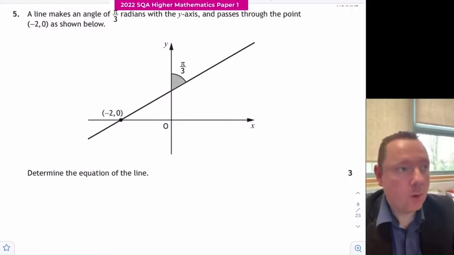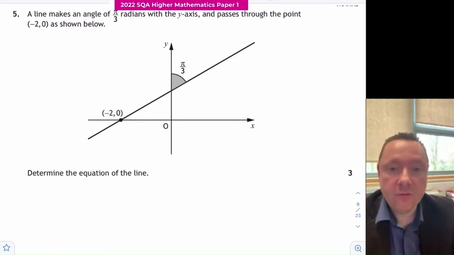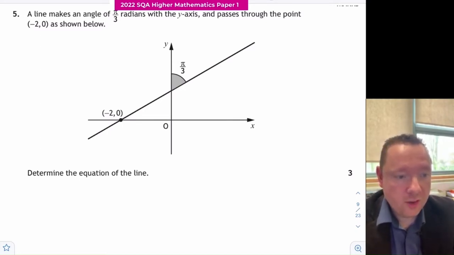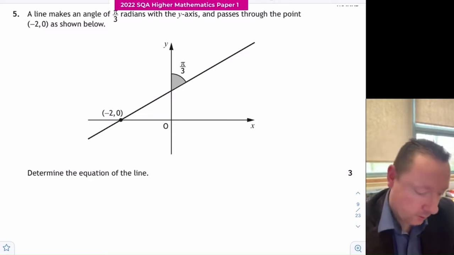2022 Higher Maths Paper 1, question number 5 says a line makes an angle of pi over 3 radians with the y-axis and passes through a point minus 2, 0 as shown below. Determine the equation of a line for 3 marks. Okay, let's go through this then. We have got our gradient is equal to tan theta.